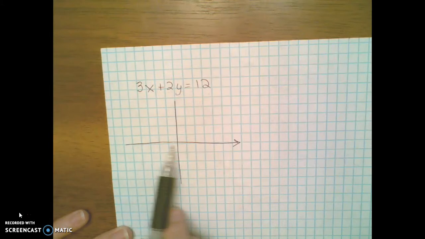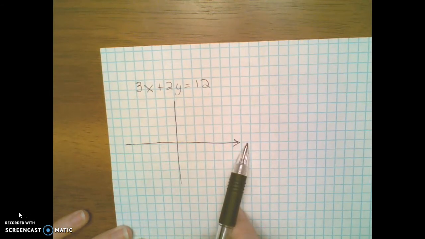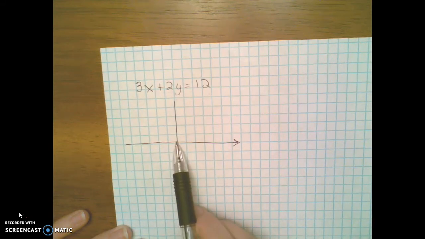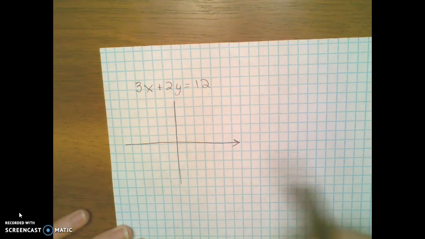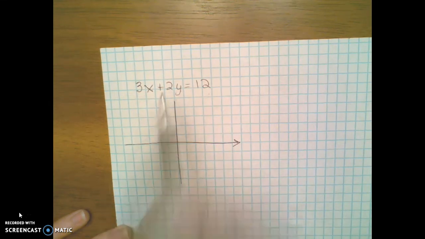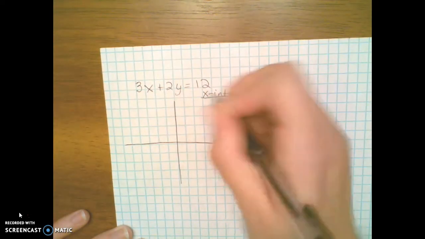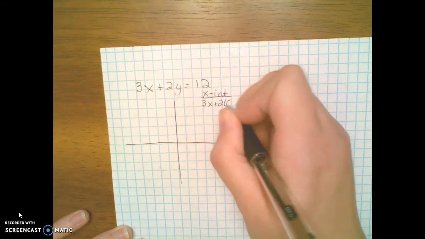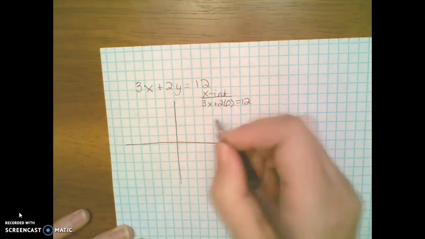So x-intercept means where it hits the x-axis, and every single point along here has 0 as its y coordinate. For example, this is 0, 0, this is 1, 0, 2, 0, 3, 0. You get the point. Everything is something, 0 along here. So that means that when we are looking for our x-intercept, y is 0. So we've got 3x plus 2 times 0 equals 12, and that's going to find us our x-intercept.